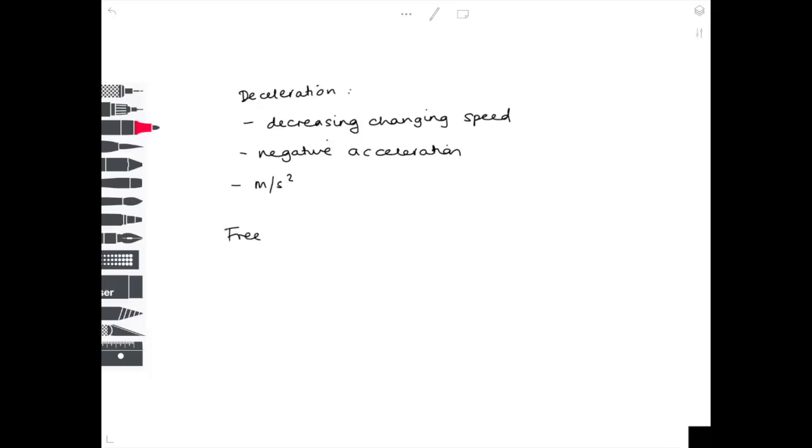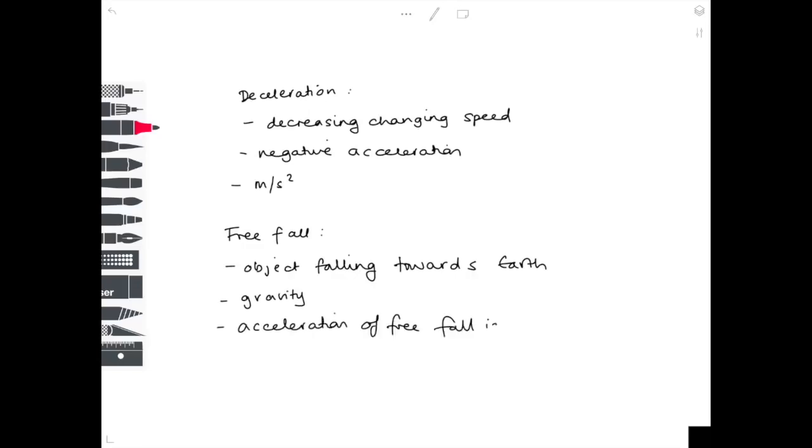Next up, what is free fall? So clearly it needs to be an object which is falling down towards the Earth. What is responsible for this? Well, it is gravity. And the acceleration of free fall is measured in g. And notice that this acceleration is constant.